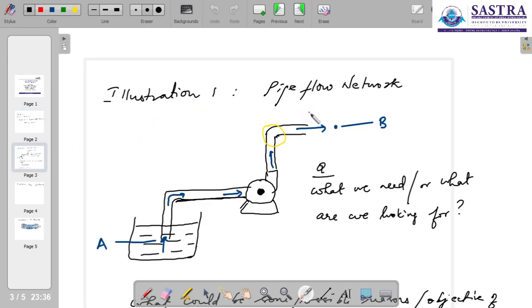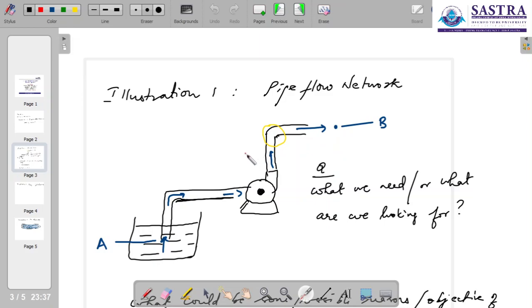This is a very simple sketch of a pipe flow network. I have only captured here the most essential details for this particular learning capsule. You have a tank, let's say, which is indicated as point A, from which the water is drawn by the pump and it is being delivered to another point B. So it's very simple to understand. Water is taken from this reservoir, or the underground tank, or a lower level tank at A, and then it is delivered to a point B.